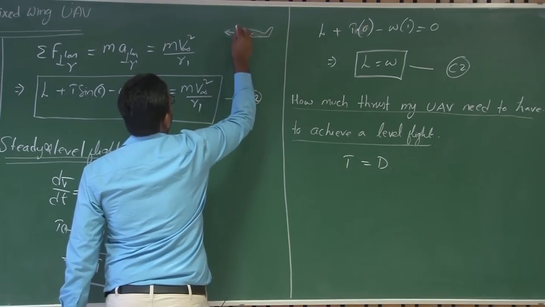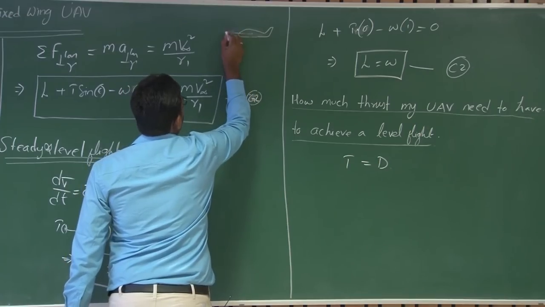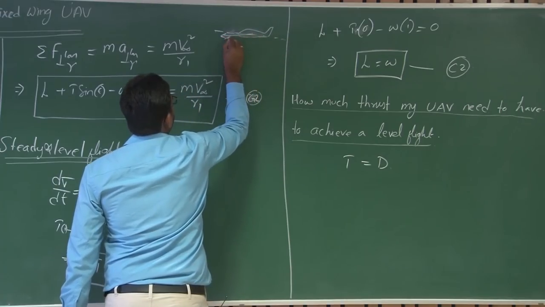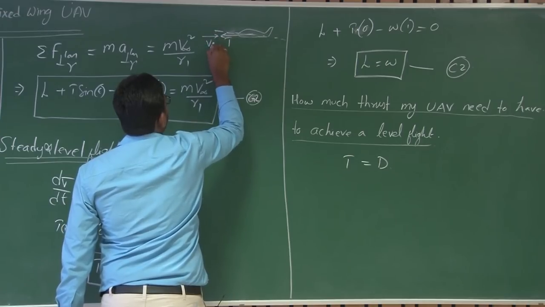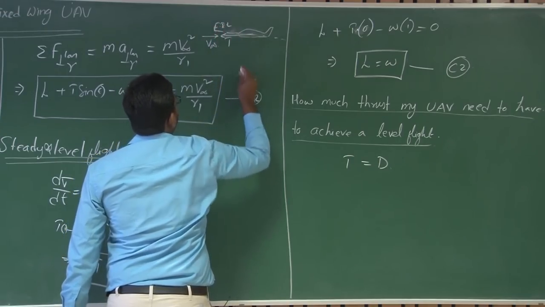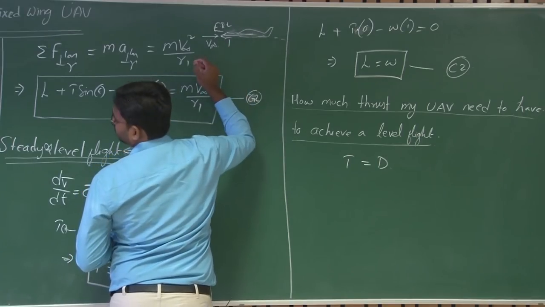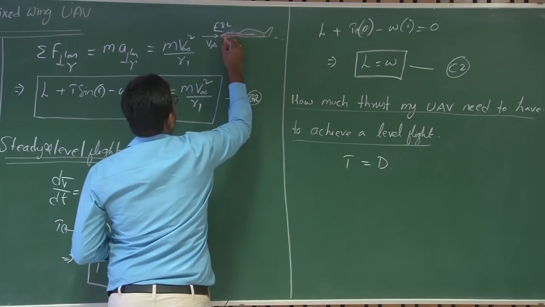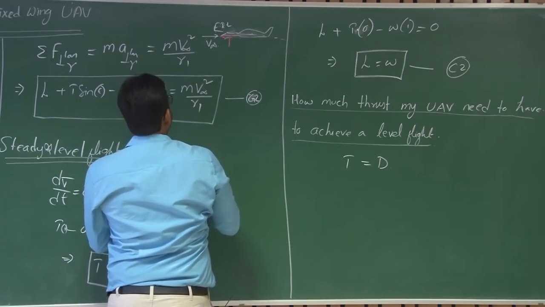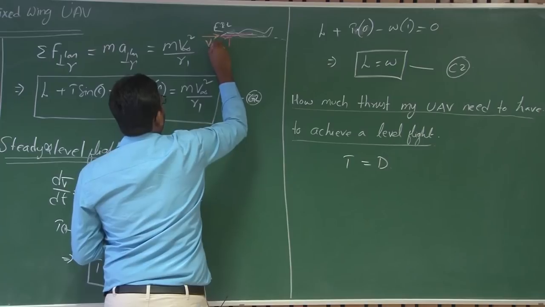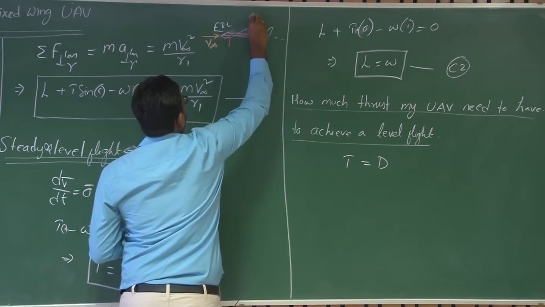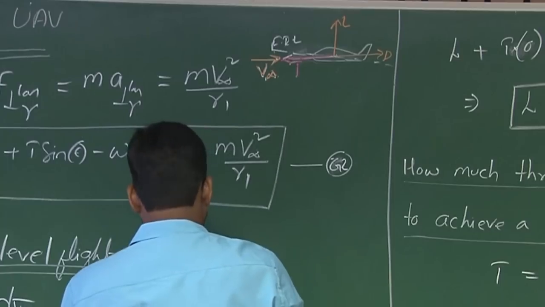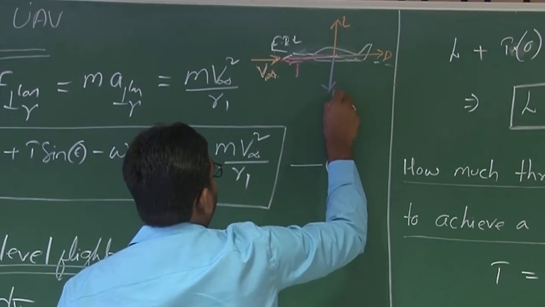This is your reference axis, and say this is your thrust, T, and this is your V infinity. The lift acts perpendicular to V infinity, and drag will be along this V infinity, and you have weight acting perpendicular to the local horizon.